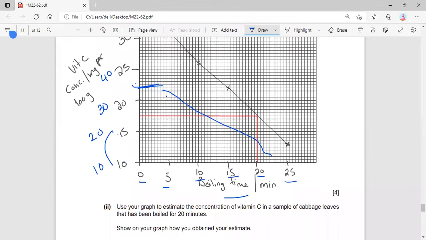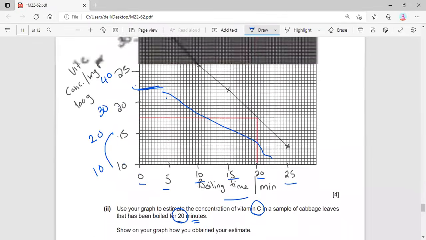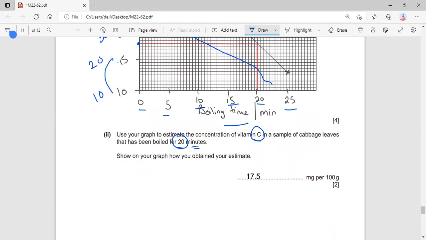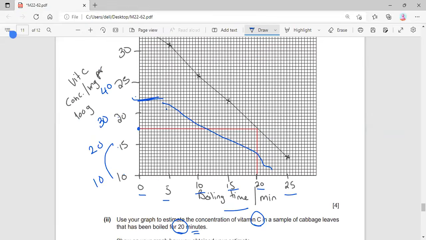Use your graph to estimate the concentration of vitamin C in the sample of cabbage that has been boiled for 20 minutes. He wants the vitamin C at 20 minutes. So how did I do it? I have to draw the line. Draw the line from 20 minutes up until you meet your graph and then go left. You have to show on your graph how you did it. And then you read the number from here. For me, it's 17.5, so I put 17.5. Any number is correct as long as you read it properly from your graph.